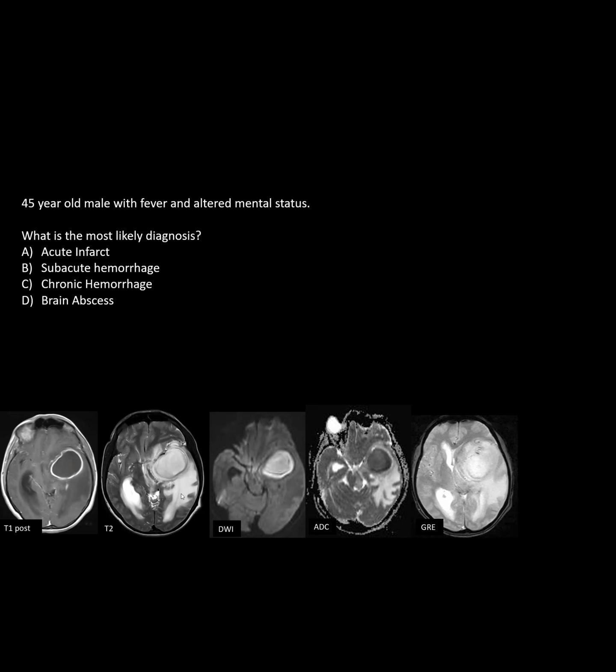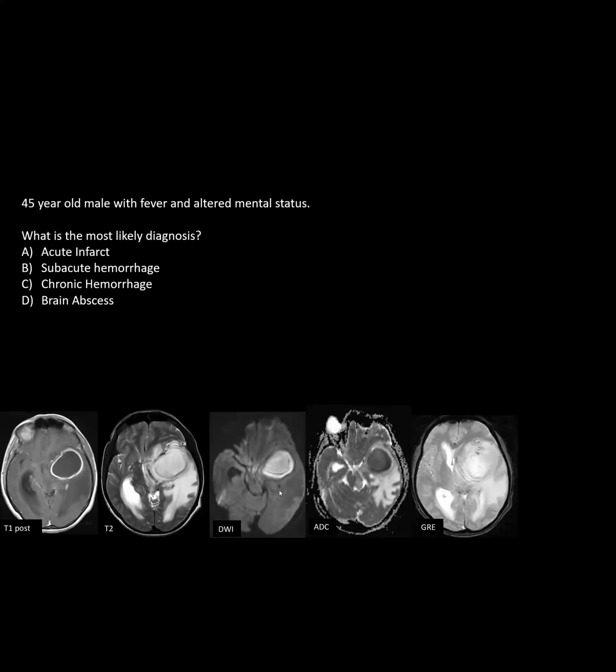What's surrounding it on the T2? Looks like edema. Vasogenic or cytotoxic? It's in white matter, pretty much. Cytotoxic is what you'd look for in a stroke. Vasogenic is more for a space occupying lesion. So there's a rim enhancing lesion with a ton of vasogenic edema in the left temporal lobe.